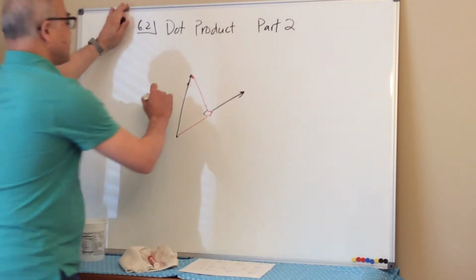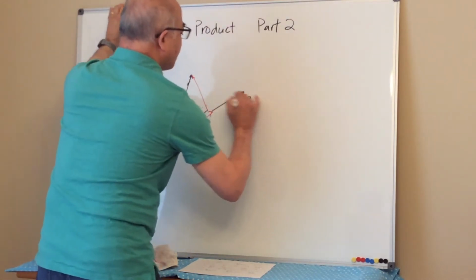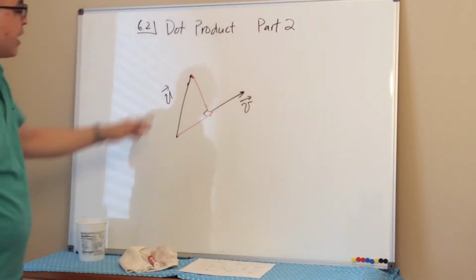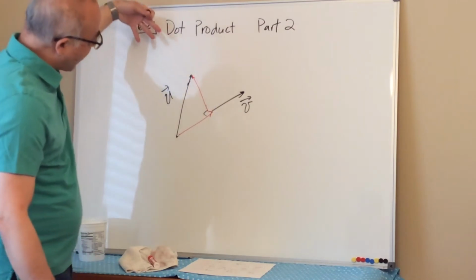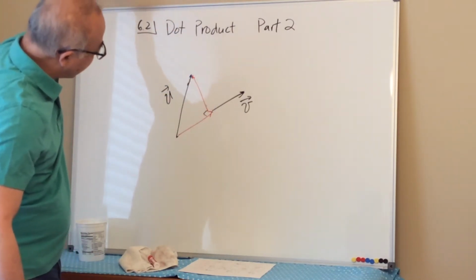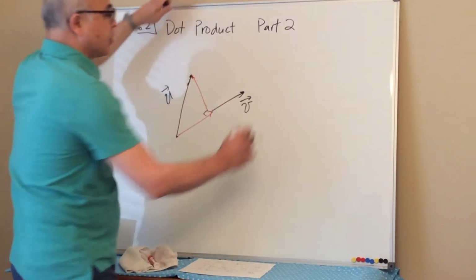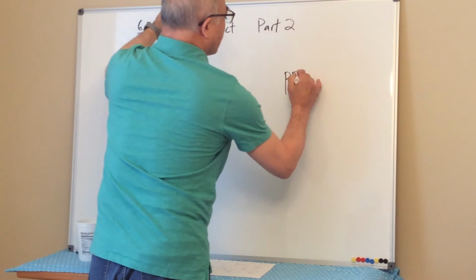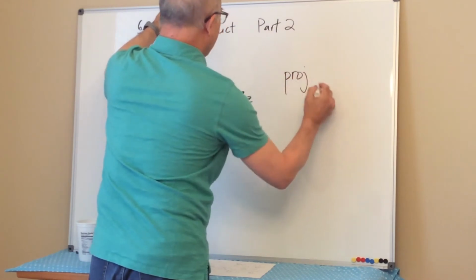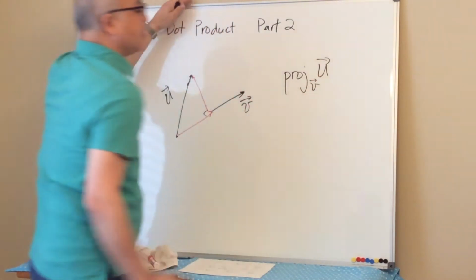In other words, if this is u vector, and we'll call this v vector, I am projecting the u vector. If I had a light up here and I'm shining a light, I am projecting this vector onto this vector. We call that projection of u vector onto the v vector.